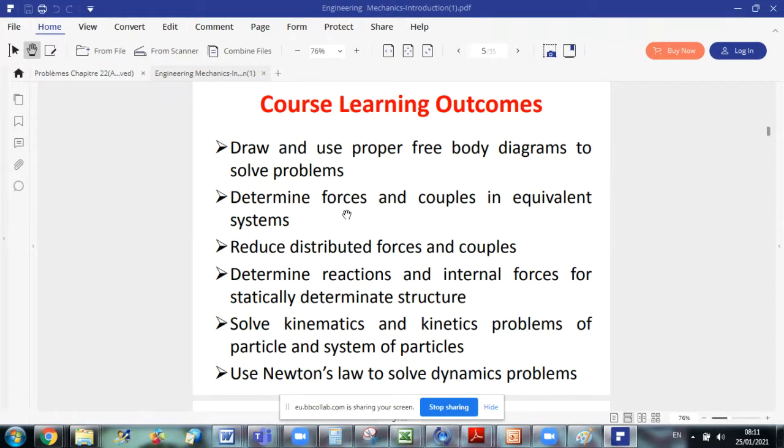Second, we will be able to determine forces and couples in equivalent systems. So when we say equivalent systems, this means that they will have the same action. Then we will be able to reduce distributed forces and couples and determine reactions and internal forces for statically determinate structures. And finally, we will learn how to solve kinetics and kinematics problems of particle and system of particles, and to use Newton's law to solve dynamics problems.